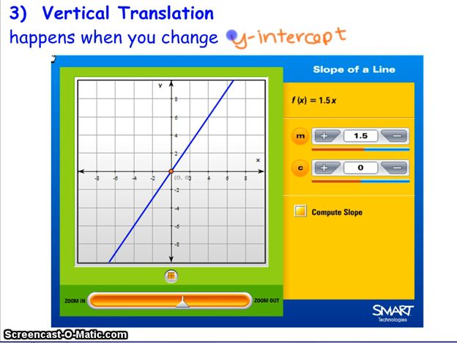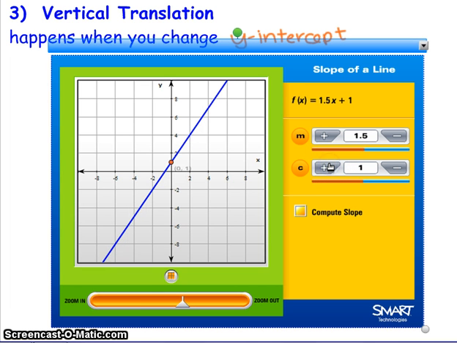So we're going to start again with the graph of y equals, or f of x equals 1.5x. And what I'm going to do to this graph is change the b value. In this case, they're calling it c, but we know we always call it b. So I'm going to increase the y-intercept. So it's going to become 1.5x plus 1, now plus 2, plus 3, plus 4, plus 5, plus 6. Or if I wanted to, I could go back down.